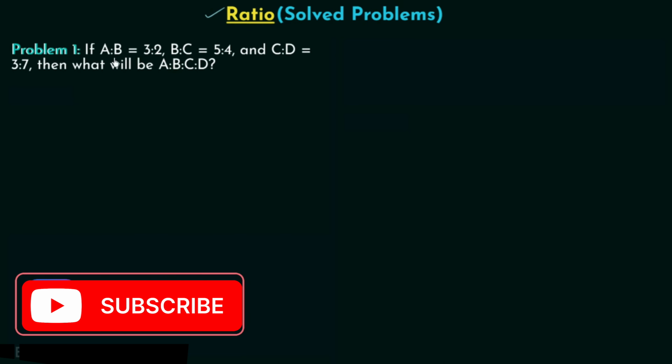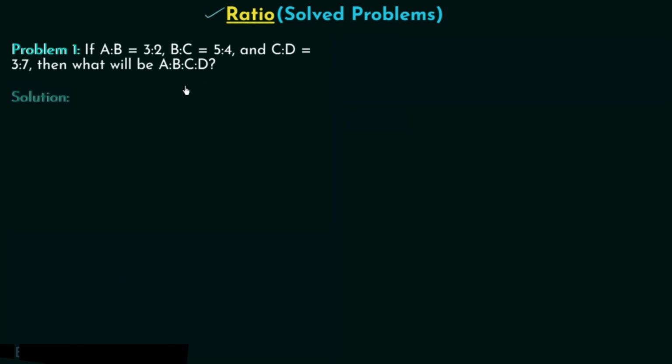According to this problem, A:B is equal to 3:2, B:C is equal to 5:4, and C:D is equal to 3:7. And we are required to find A:B:C:D. The first thing we will check is if we can have A:B:C:D directly or not. And for that, we will find out if the common terms are the same or not.